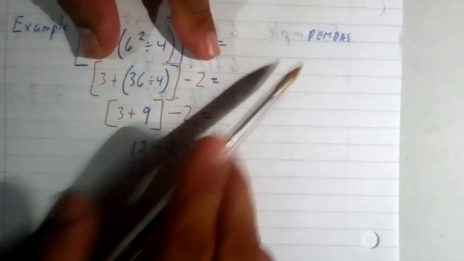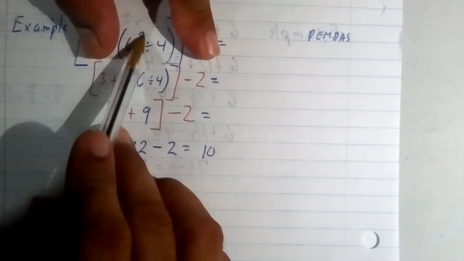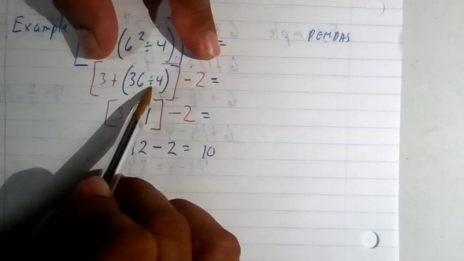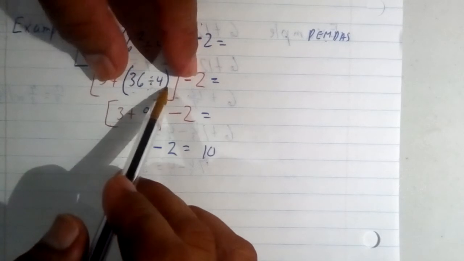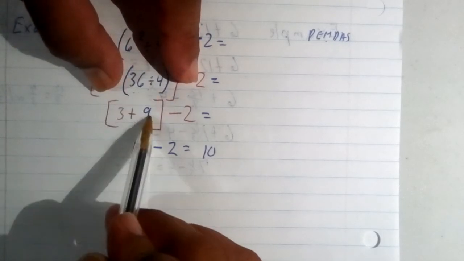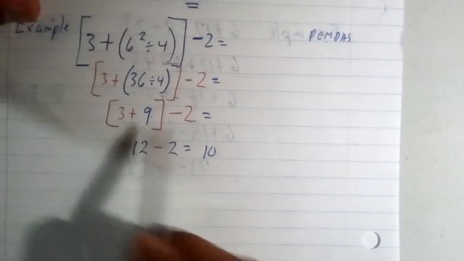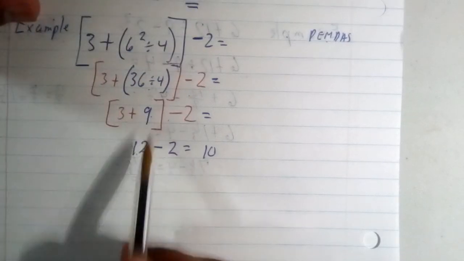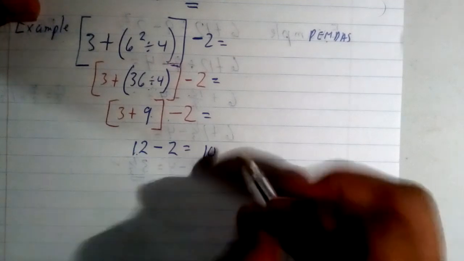What is inside? Well, we have exponents, so the exponent must be worked first, which gives us 6 squared, gives us 36 divided by 4, and then we just bring down the rest. Now we must use brackets first, the parentheses. So we say now 36 divided by 4 gives us 9, and we bring down the rest. Now we apply from left to right. 3 plus 9 gives us 12, minus 2 gives us 10, and this is our solution.